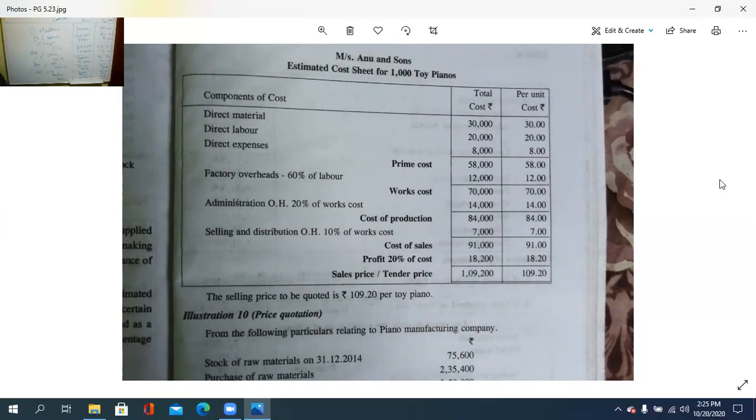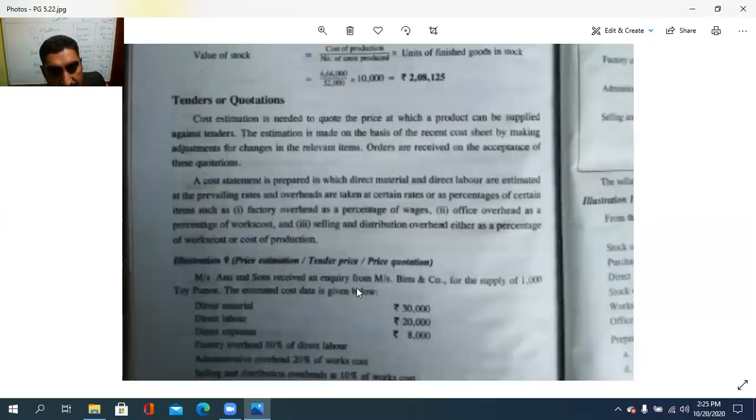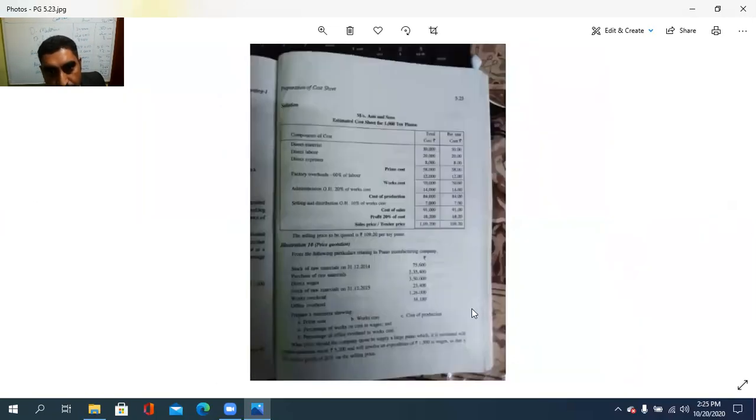So this is the case with regard to which one? Quotation or tender with regard to this. So see, tender price or price quotation or price estimation. Like the same, another problem here.